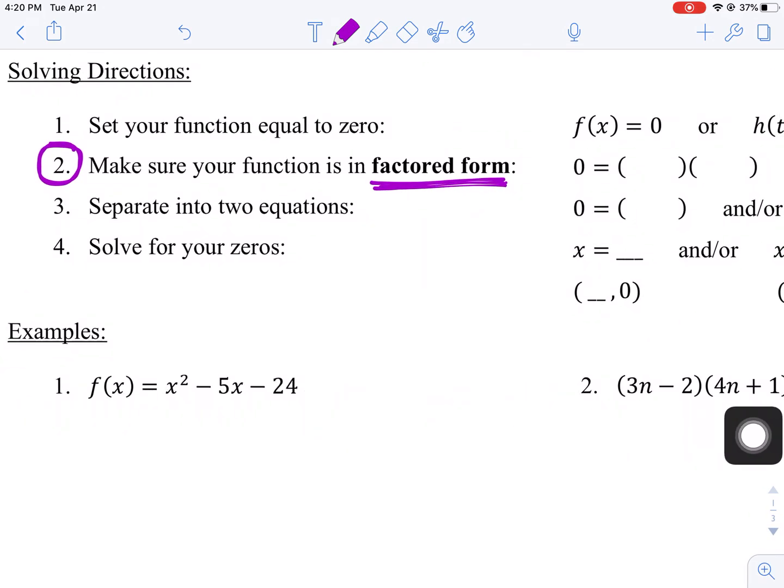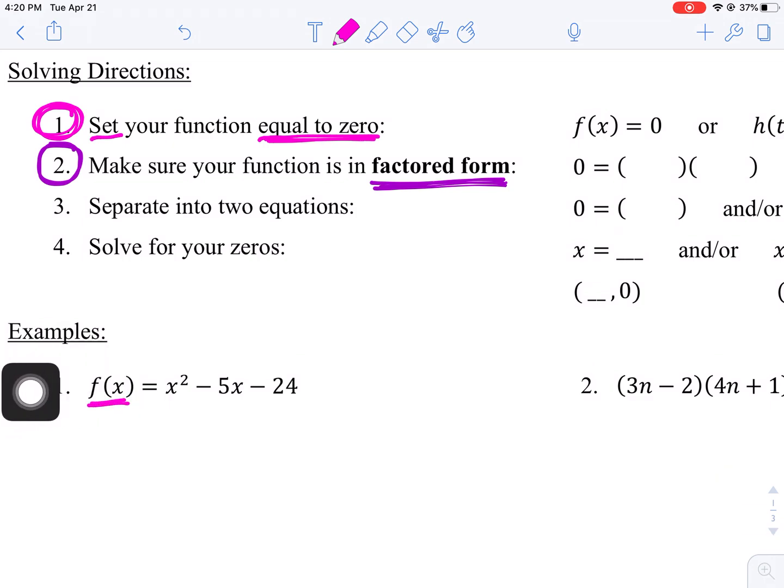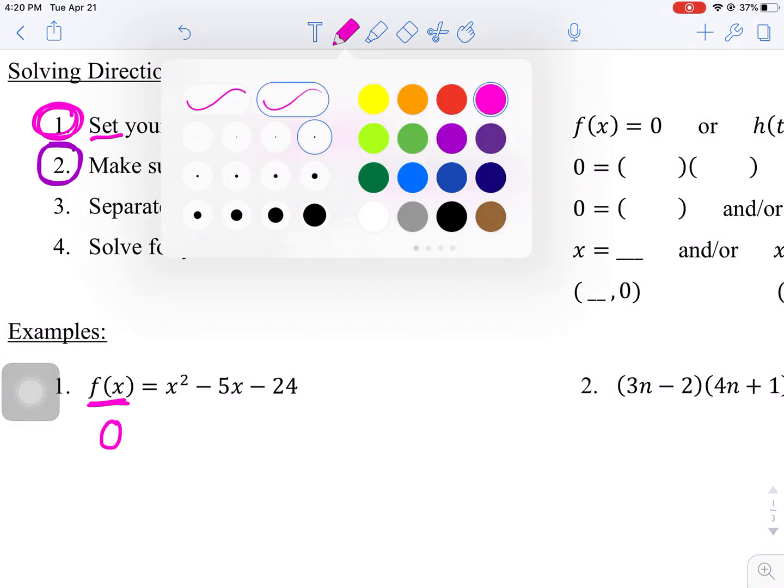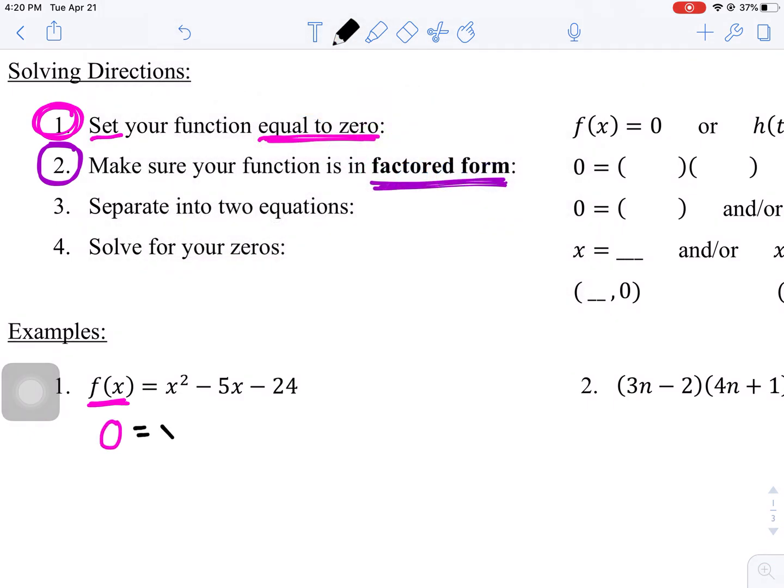All right. So, step 1 says set your function equal to 0. So, in the bottom left, instead of f of x, I'm going to rewrite it as 0 equals x squared minus 5x minus 24.